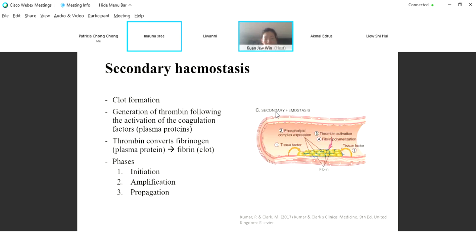Next. So for secondary hemostasis, which is mainly the clot formation. After the activation of coagulation factors such as plasma proteins, thrombin will be generated. The thrombin will help in converting the fibrinogen into fibrin, which will form the clot. The phases involved in secondary hemostasis are initiation, amplification, and propagation.